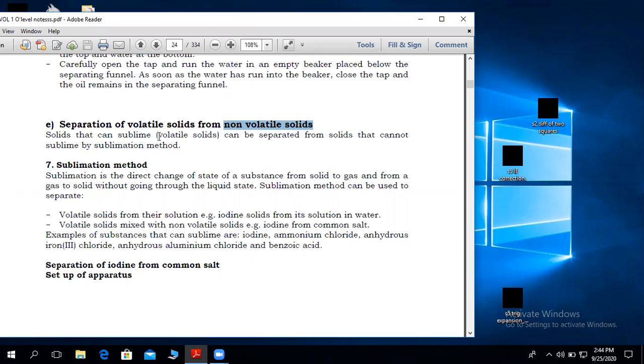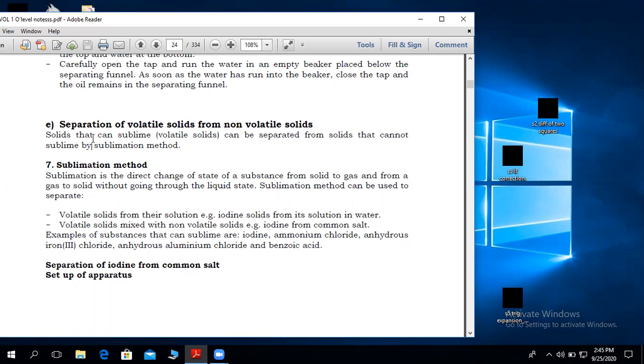When you heat, we are saying solids that can sublime, they are the ones we are calling volatile solids. Solids that can sublime, we call them volatile solids. They can be separated from solids that cannot sublime by sublimation. So the method that is used to separate two solids, when one of the solids can sublime and the other solid cannot sublime, the method we use to separate is sublimation.